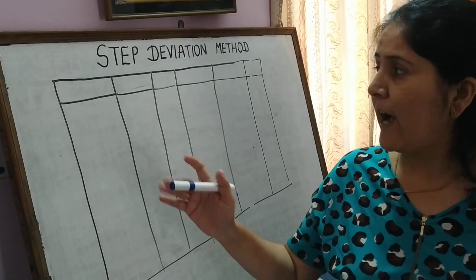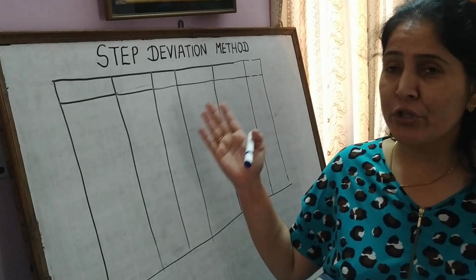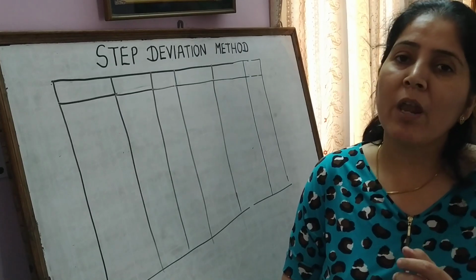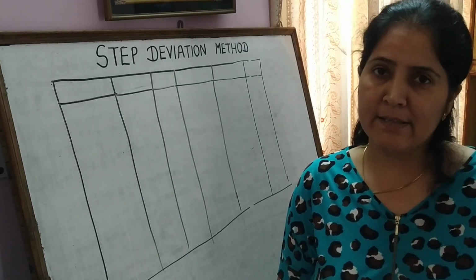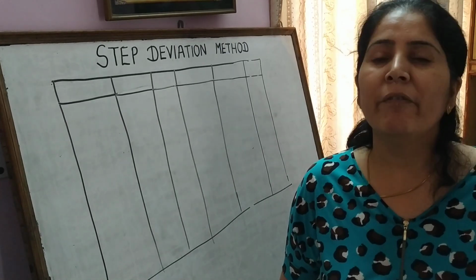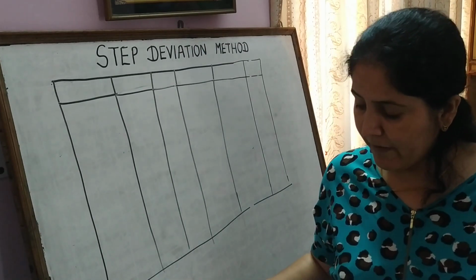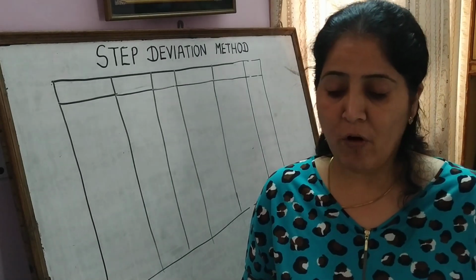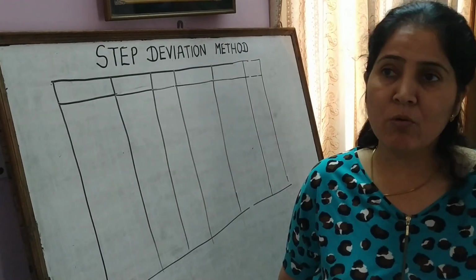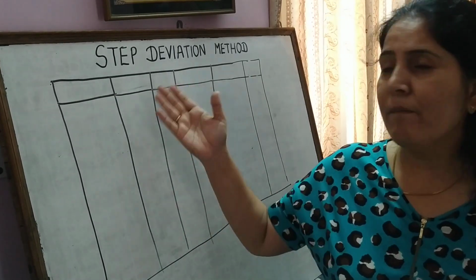Now you can see that I have made 6 columns on the board to solve the question by the method of step deviation. I hope you all are ready with your books. Please take out exercise 14.1. Let us take question number 9 and solve it by the method of step deviation. The question is: the following table gives the literacy rate in percentage of 35 cities. Find the mean literacy rate.